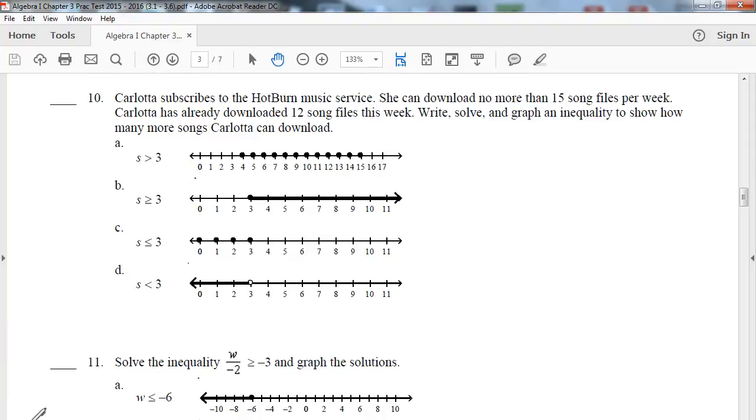Carlotta subscribes to the Hotburn music service. She can download no more than 15 song files per week. She has already downloaded 12 song files this week. Write, solve, and graph an inequality to show how many more songs she can download.